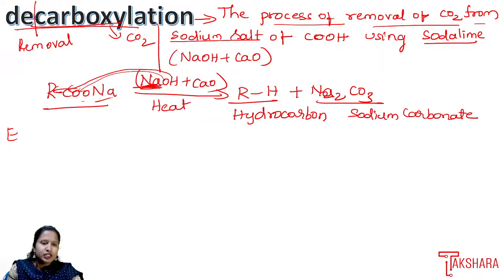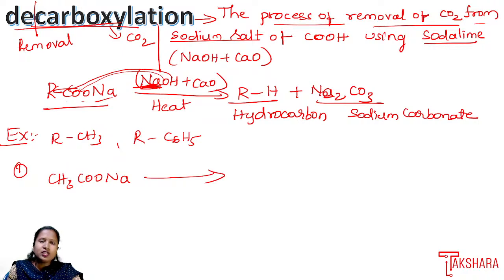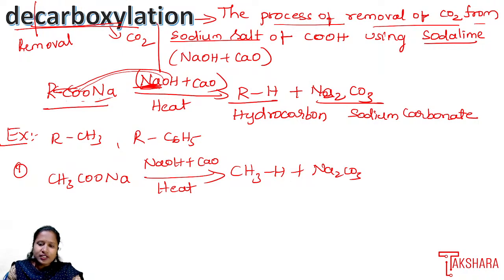Let us take examples where R is CH3, and one more where R is C6H5. The first example is CH3COONa. When it undergoes decarboxylation in the presence of soda lime, that is NaOH plus CaO, with some heat, what product do we get? CH3H, with the liberation of Na2CO3. CH3H is nothing but CH4, which is called methane.